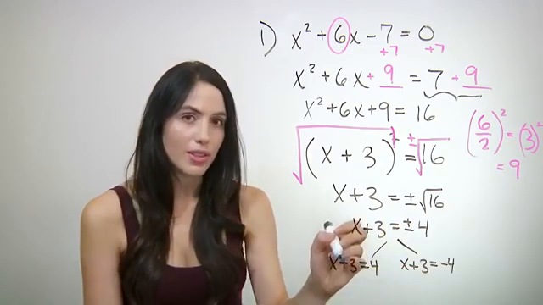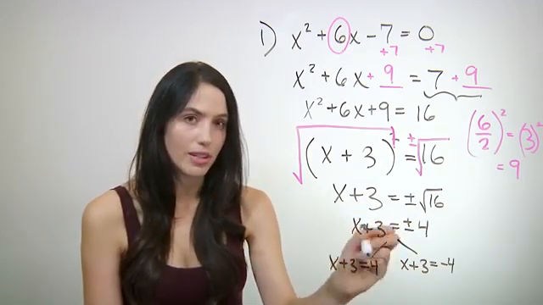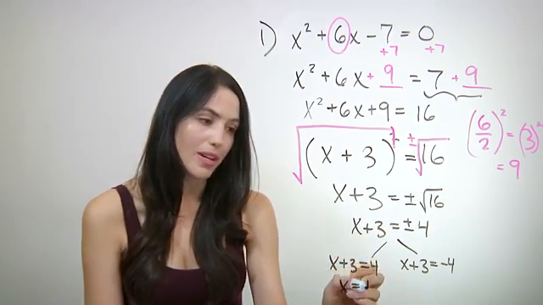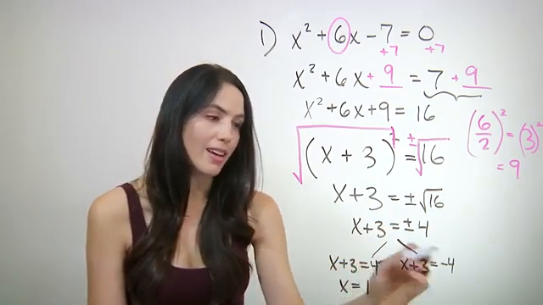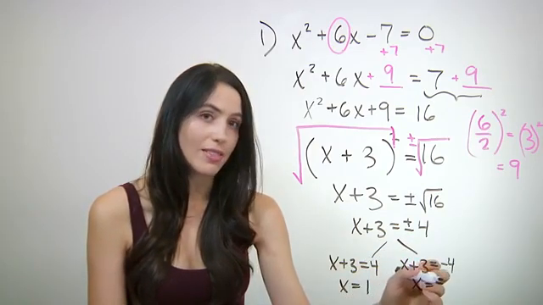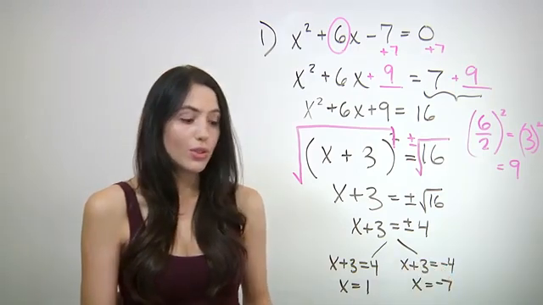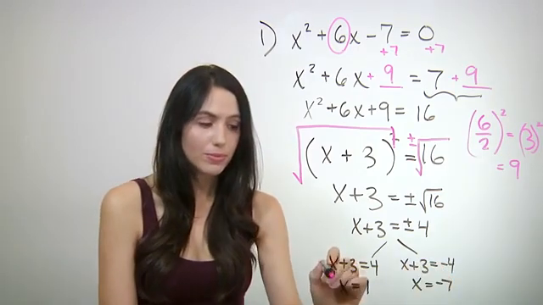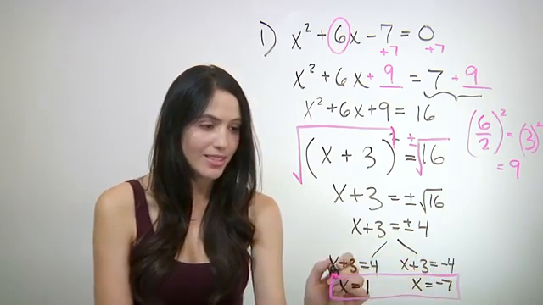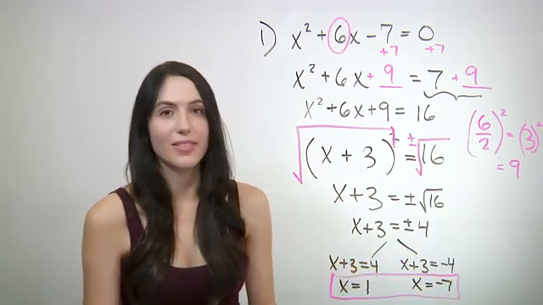So what this gives you using basic algebra, subtracting constants, is x equals 4 minus 3, or positive 1. And on this side, x equals negative 4 minus 3, which is negative 7. So your two solutions, using completing the square, are x equals 1 and x equals negative 7.